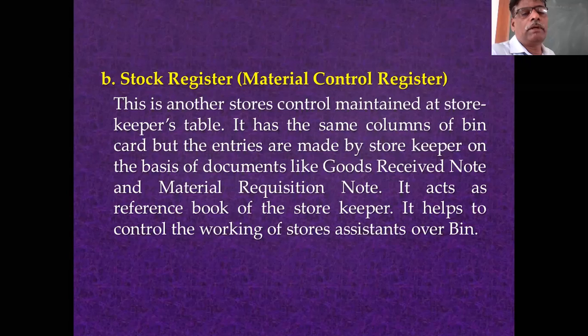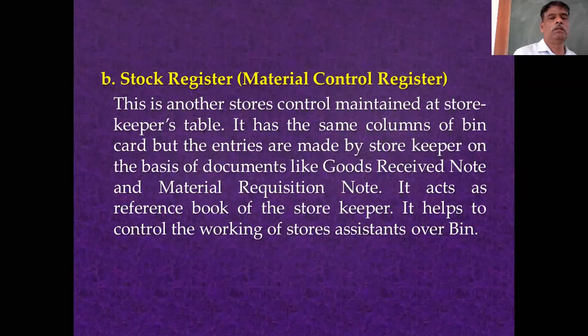It acts as a reference book for the storekeeper, and it helps to control the working of the store assistants over the bin. With the help of this register, he may check the bin card and confirm the records. This is not so important. You remember only that it is a register maintained by the storekeeper for recording receipt and issue of the material in and out.